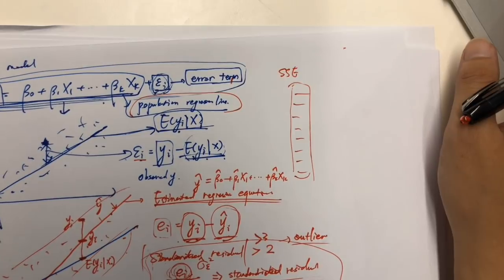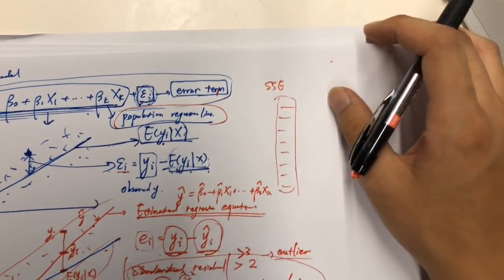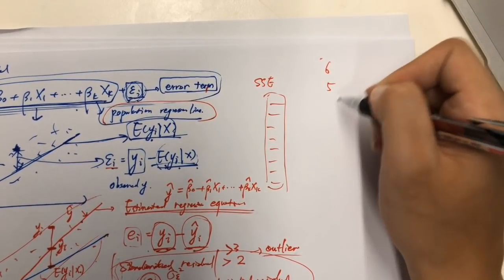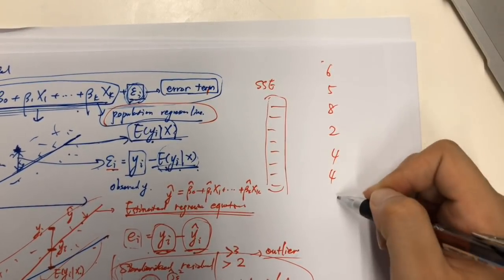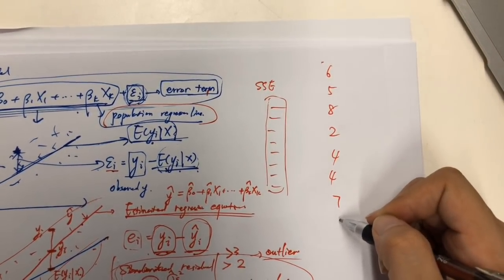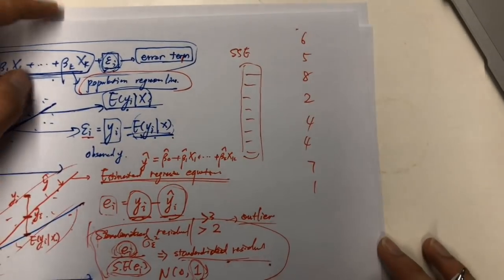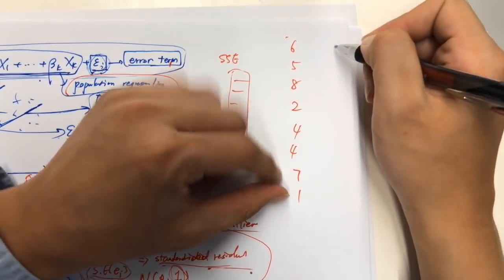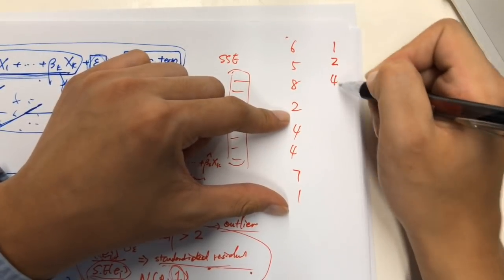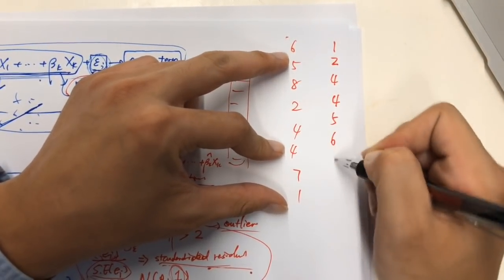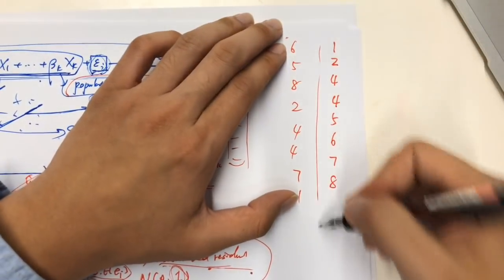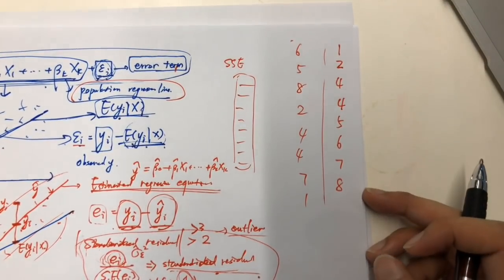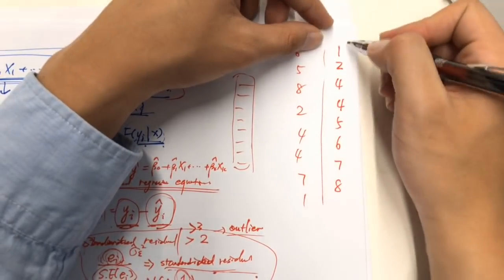Yes. How to calculate the ranks in non-parametric statistics. Okay, for the ranks, you just rank the numbers. For example, you have the numbers 6, 5, 8, 2, 4, 4, 7, 1. If you want to rank them, you first write them from the smallest to the largest: 1, 2, 3, 4, 4, 5, 6, 7, 8. So you order this data from the smallest to the largest.